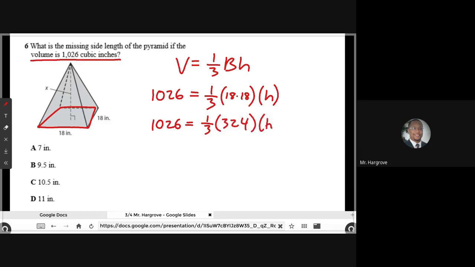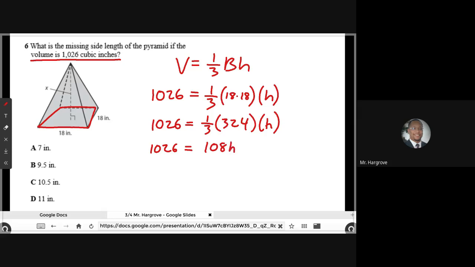And then H. You'll notice that every single time I start working another line, I'm doing another calculation. So now I need to do 1/3 times 324, which is the same thing as 324 divided by 3. And that gives me 108.